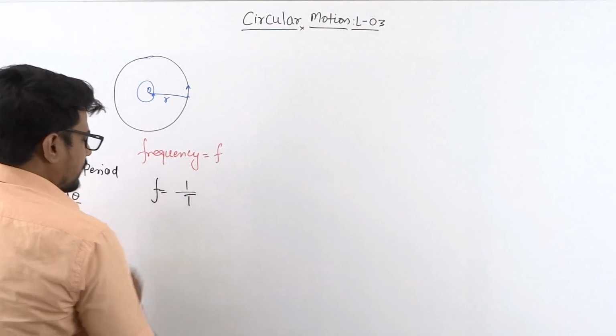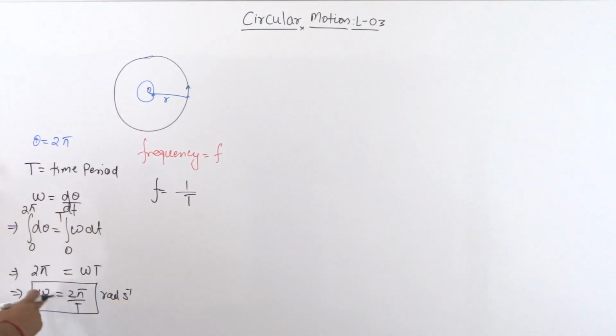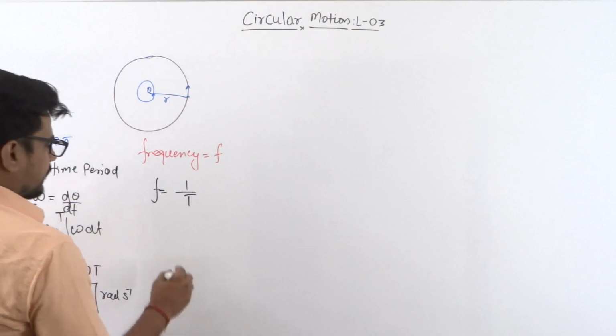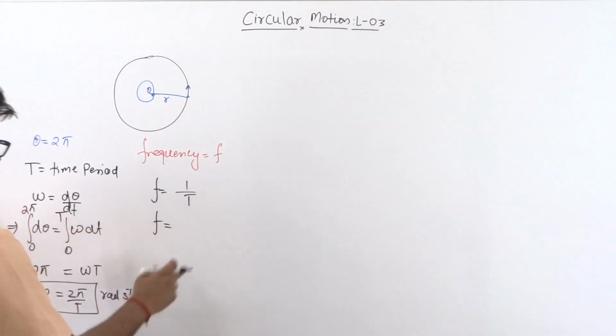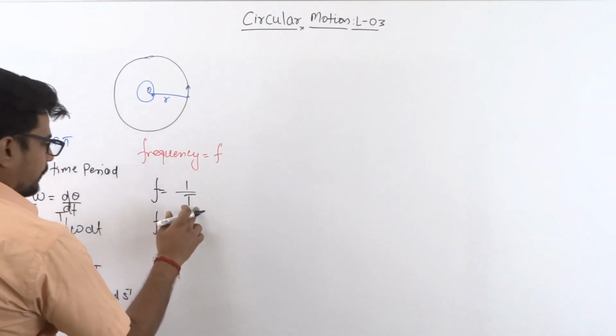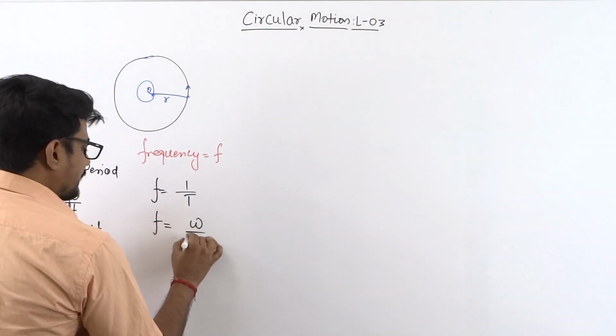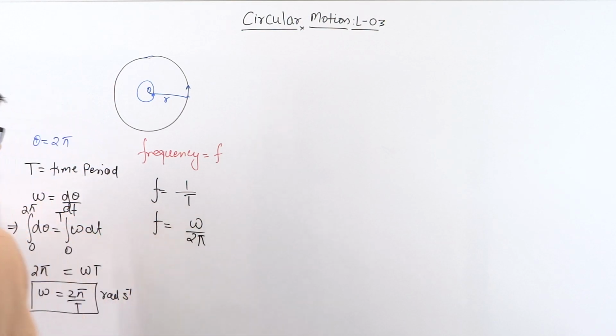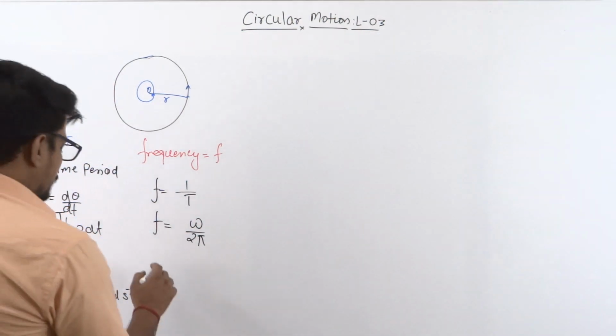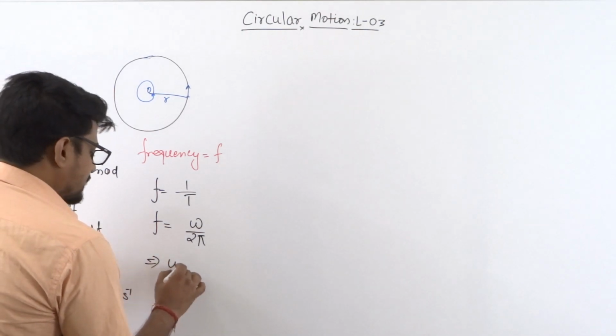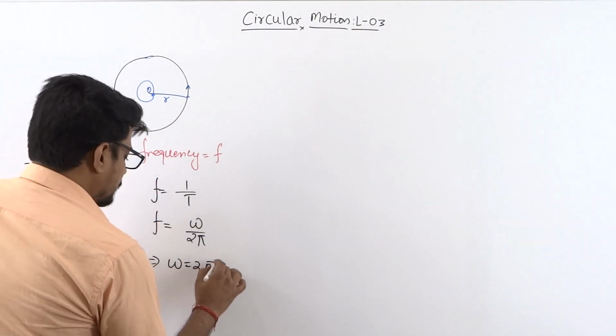That is given as 1 upon T, and what is the value of T? You can say 2 pi upon omega. So T is equal to 2 pi upon omega. So I'm going to put that here. So omega is going to go up. Omega upon 2 pi is the frequency. Omega is 2 pi times frequency. So omega in terms of frequency could be written as omega equals 2 pi f.